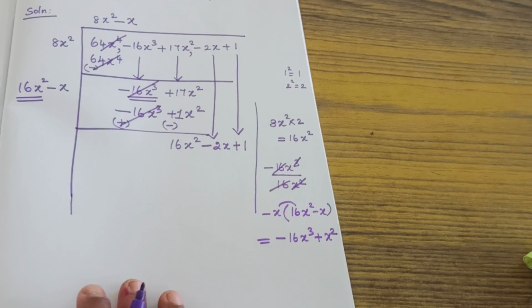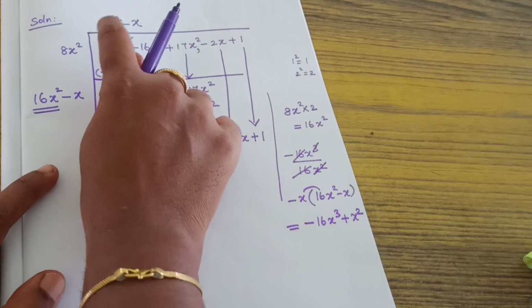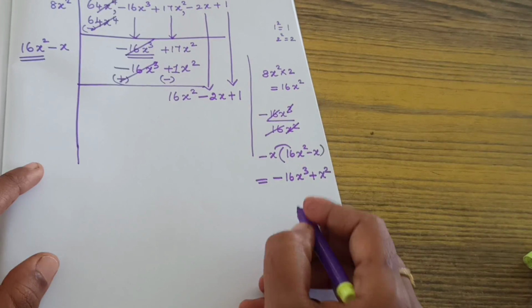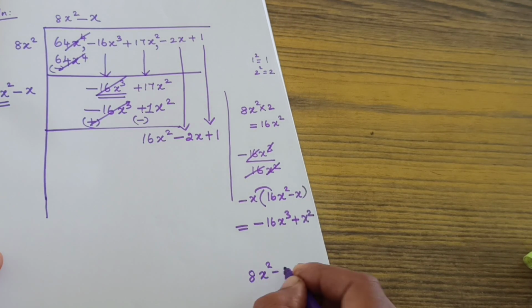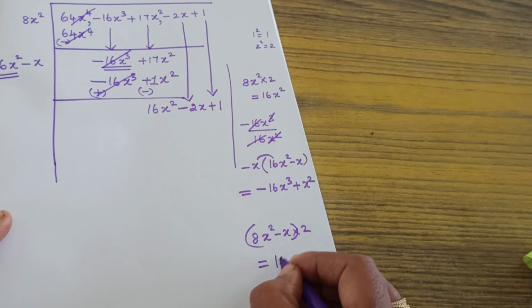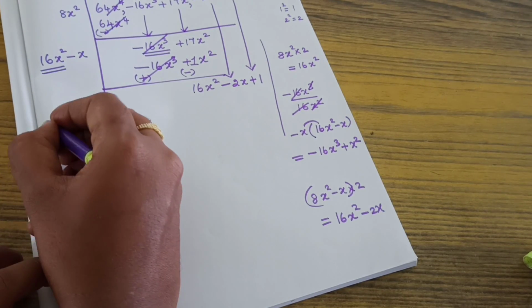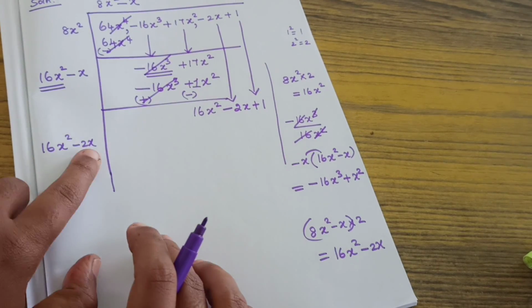Then the same procedure. We are going to write the new term. How can we write the new term? Whatever the quotient is, we need to multiply it by 2. So, just multiply it by 2. 8x square minus x into 2. Multiply this. 16x square minus 2x. So, just copy it here. 16x square minus 2x. Then one more term also we need to write.